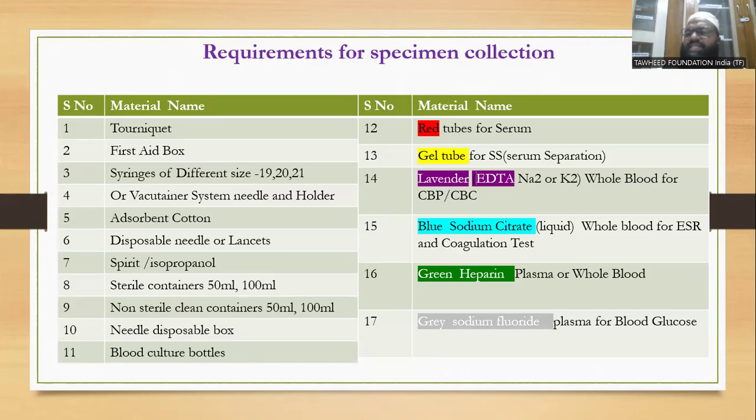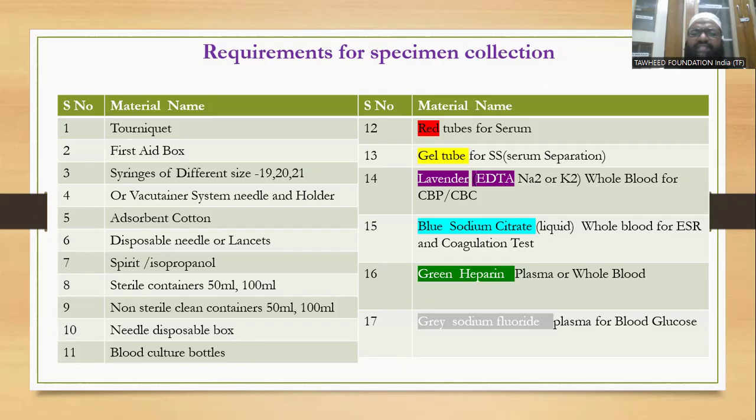So the material list, I will keep on reading here. Just see here. One is a tourniquet, first aid box, syringes of different sizes, 19, 20, 21 gauge, or a vacuum system. If you are using a vacuum system, separate needles and holders will be provided. Then absorbent cotton, disposable needle or lancet, spirit or isopropanol, sterile containers of 50 ml and 100 ml capacity, non-sterile clean containers of 50 ml or 100 ml, needle disposable box, blood culture bottles.